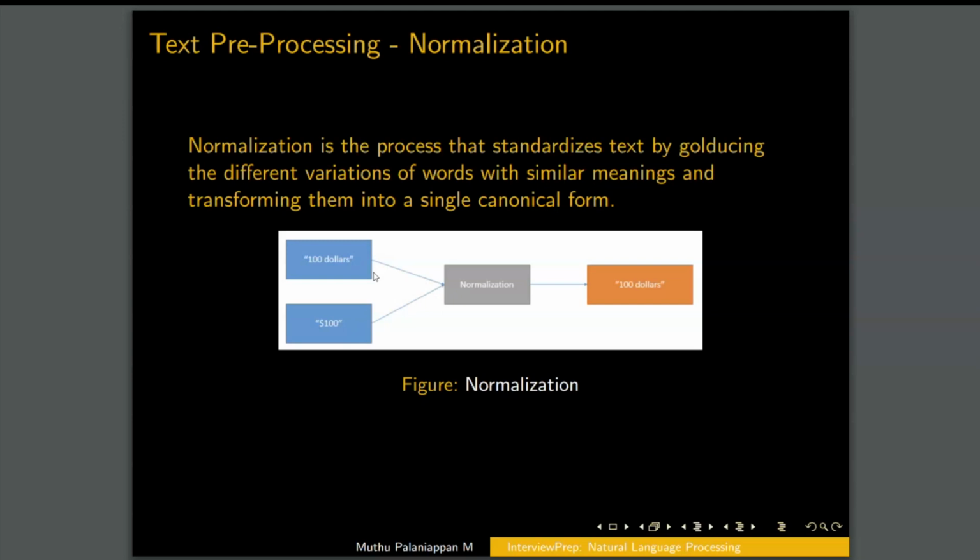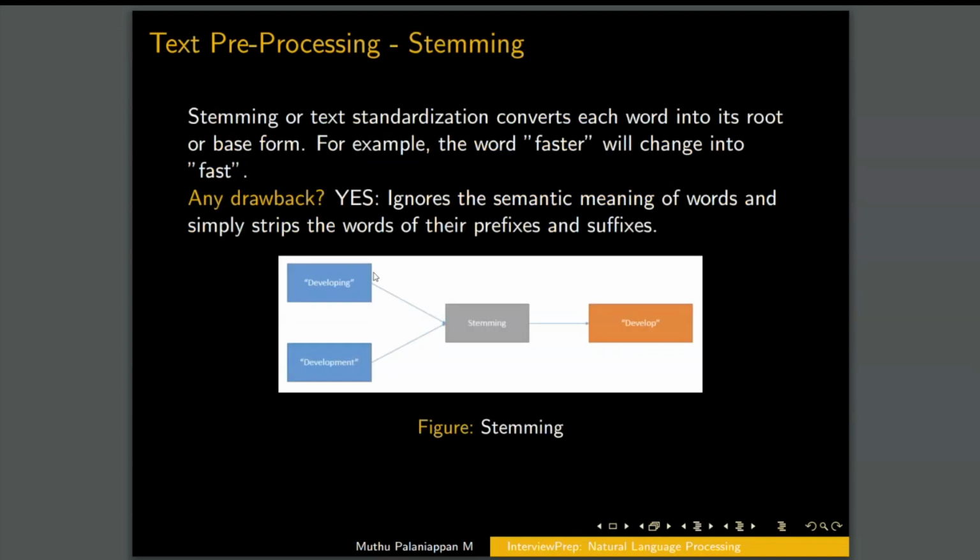So the next one is stemming. Stemming is basically going to reduce your word into the root word or base word. For example, if you have developing and development, these two words are going to reduce to the base word or root word develop, right? So this is called stemming.